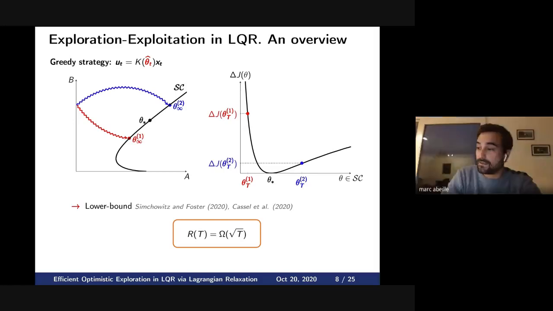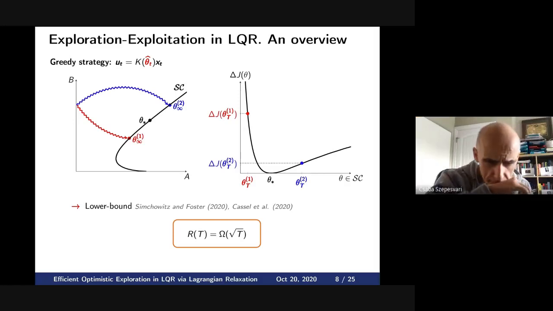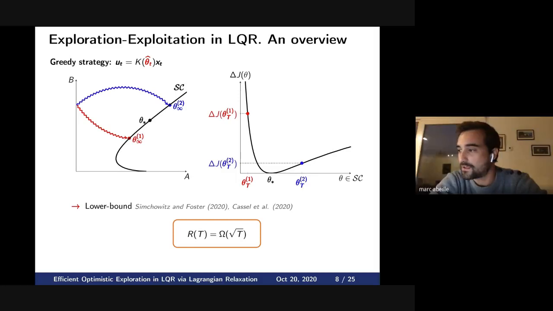Mark, so that's the, yes? Quick clarification question about this. Yes? Lower bound. So this doesn't seem to be the end of the world. The square root of T lower bound?